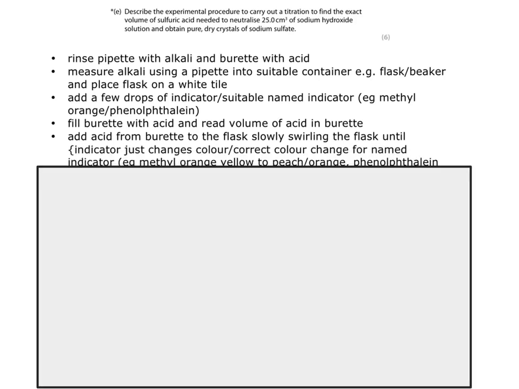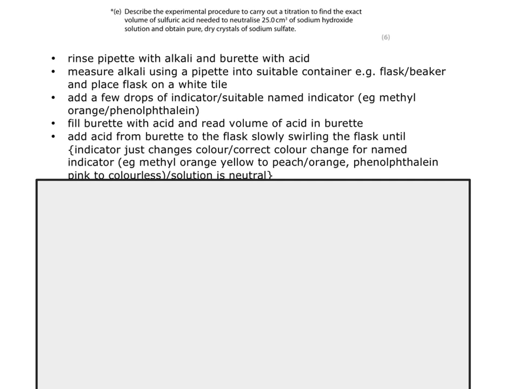So then we add acid from the burette to the flask, slowly swirling the flask until the indicator just changes colour. For phenolphthalein, the sodium hydroxide will be pink, and as you drop the acid in, it will make colourless splashes, and the correct change is where it just starts to go colourless. It's a very faint pink, and you know that at that point they've completely neutralised each other, and you stop the titration and record. If you're using methyl orange, the colour change would be yellow to this sort of peachy orange colour.